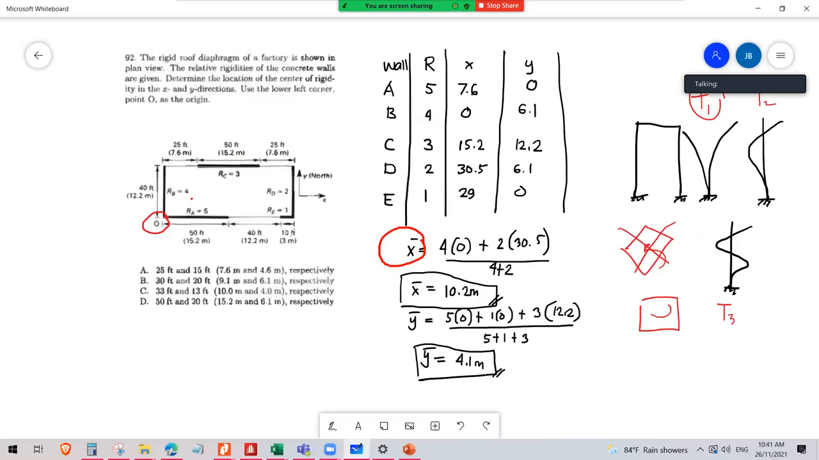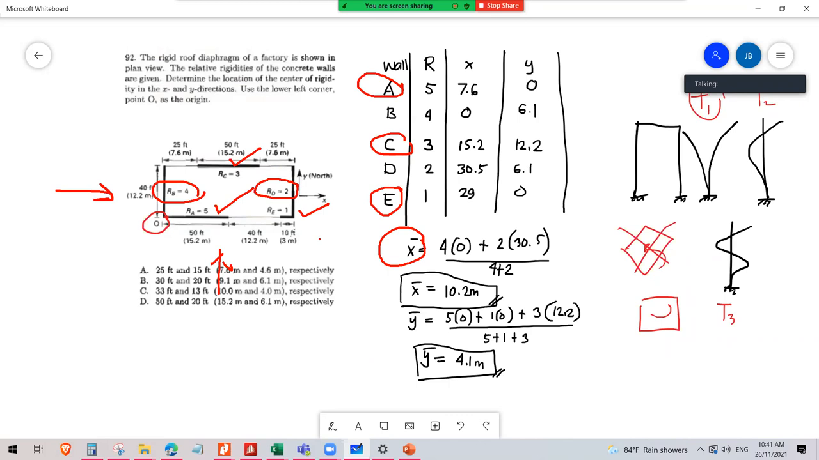X bar. Kasi ang magre-resist sa north to south is itong dalawa. Then for Y bar, ang magre-resist naman sa east to west is itong C, itong A, saka itong E. C, A, and E.